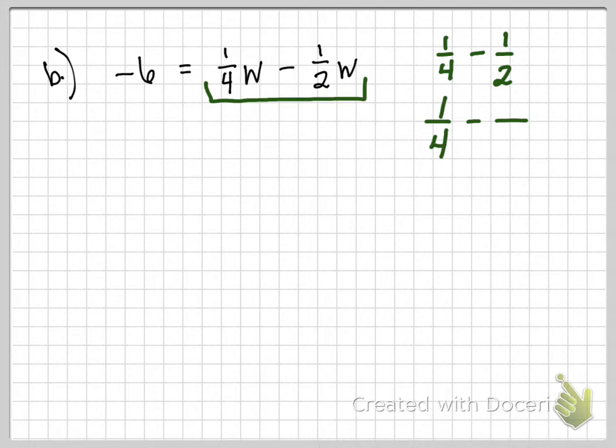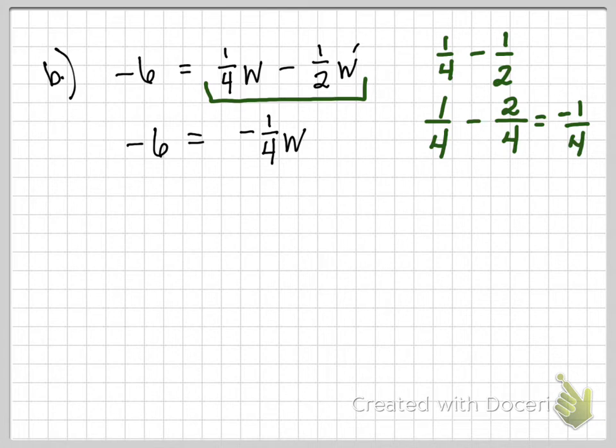4 would be my common denominator. So 1/4 is going to stay the same, and 1/2 becomes 2/4. Then I can subtract my numerators. 1 minus 2 is negative 1, and our denominator stays 4. So when I combine the like terms, I get negative 1/4 w equals negative 6.